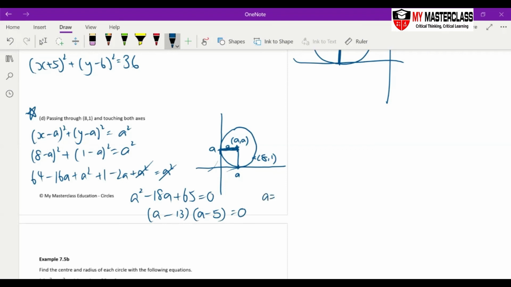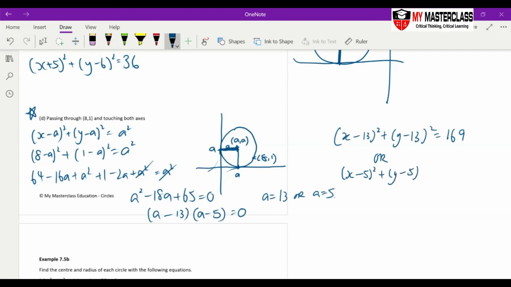So a = 13 or a = 5. Which means I can have (x - 13)² + (y - 13)² = 169, or (x - 5)² + (y - 5)² = 25. That means there are 2 possibilities. One is a big one and one is a really ultra big one like that. Okay.